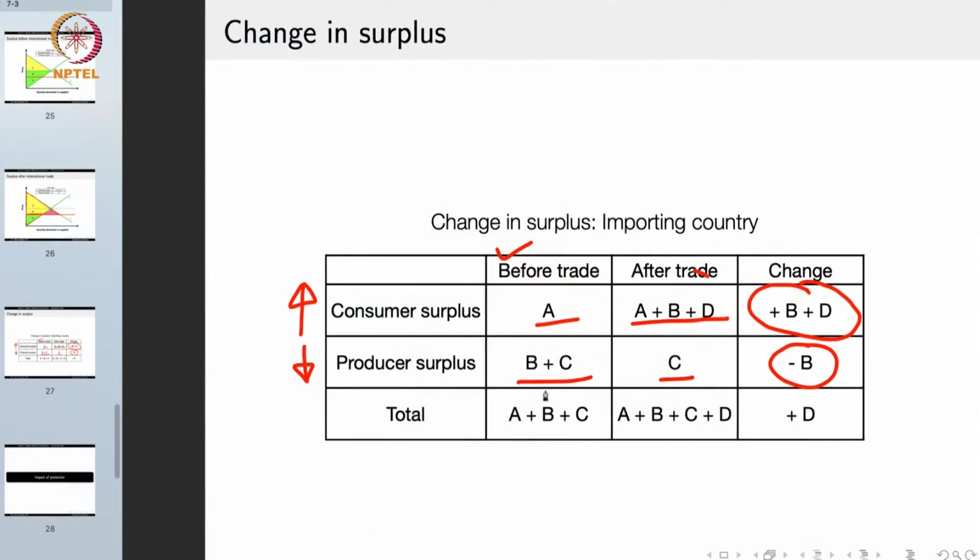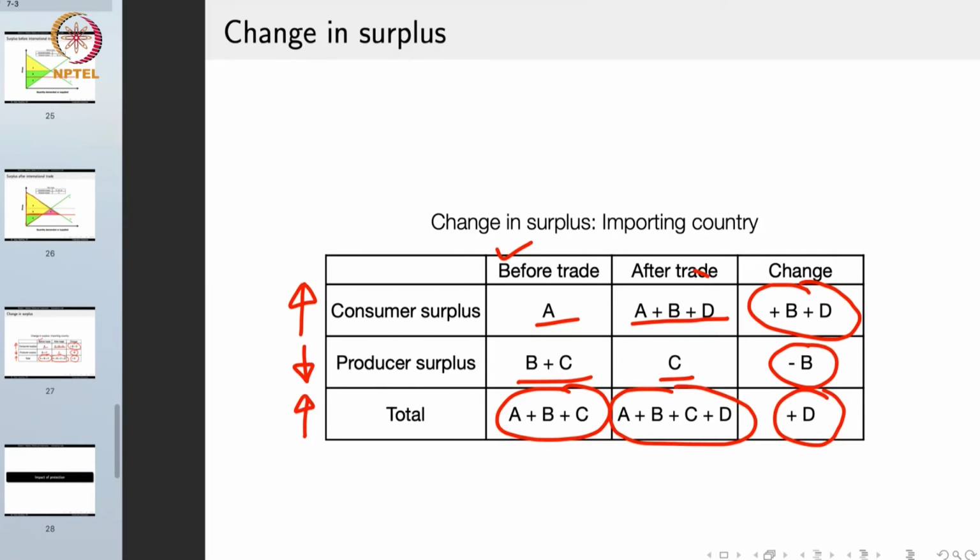But when we are making the policy, we are interested more in the total surplus. Earlier the total surplus was A plus B plus C, which is what we have written here. After the trade, it has become A plus B plus C plus D. And so there is a net change of plus D in the total surplus. So the total surplus increases.